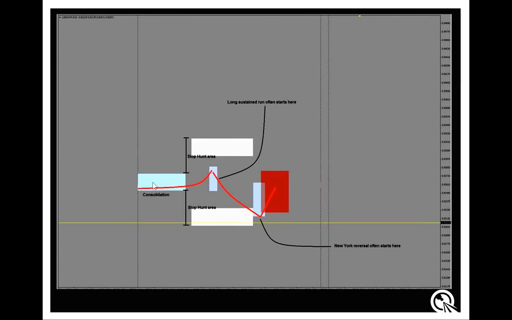The consolidation generally happens inside the blue box. The stop hunt is outside the blue box, somewhere between 25 and 50 pips, either to the top side in this light gray box or to the bottom side in this light gray box. The long sustained run often occurs here or begins here in this blue box. And the New York reversal often starts inside of this box.